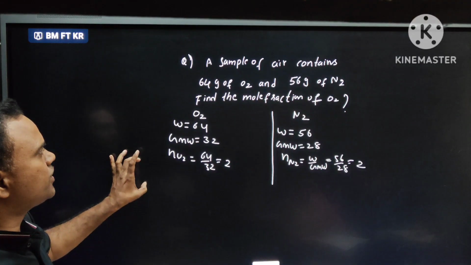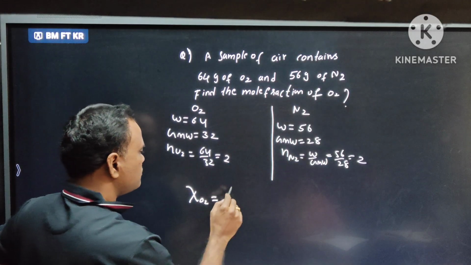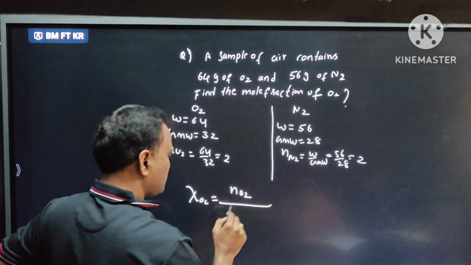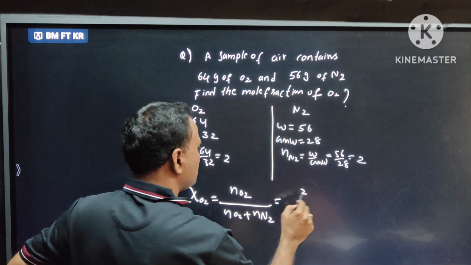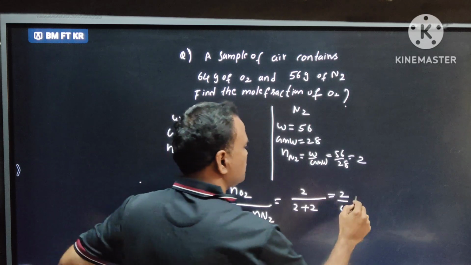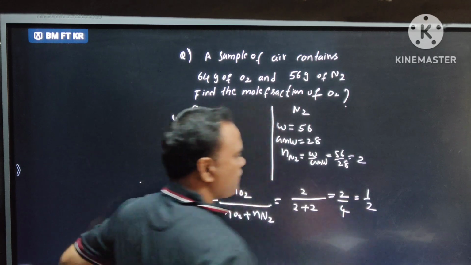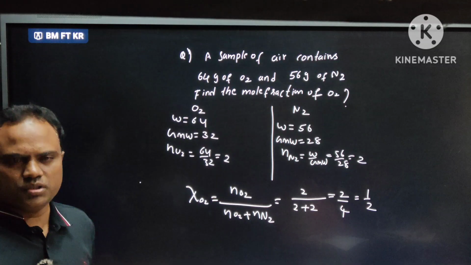What is the formula for mole fraction? Mole fraction of O2 is equal to number of moles of O2 divided by number of moles of O2 plus number of moles of N2. That is equal to 2 by 2 plus 2, that is 2 by 4, that is 1 by 2, or 0.5.